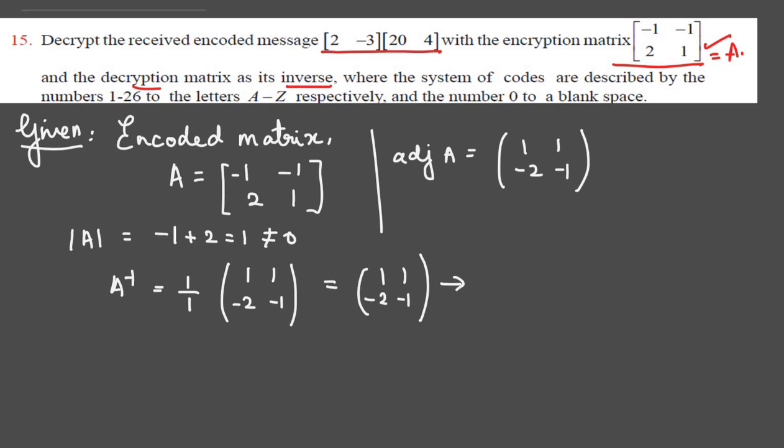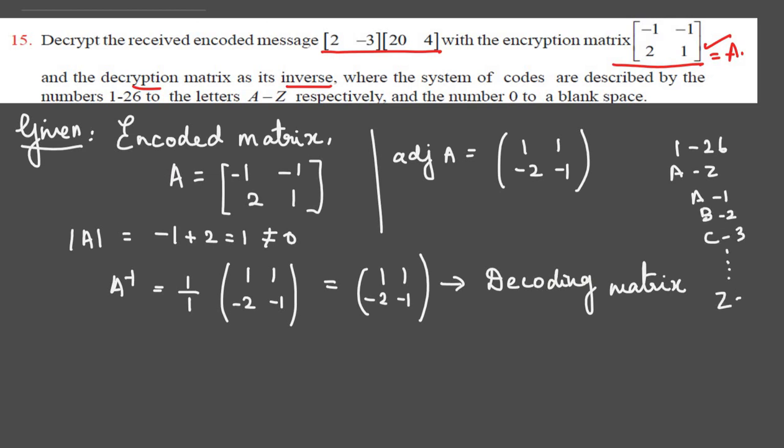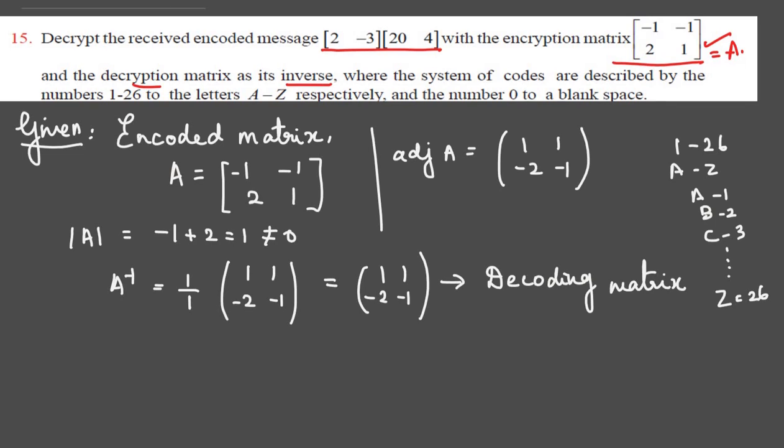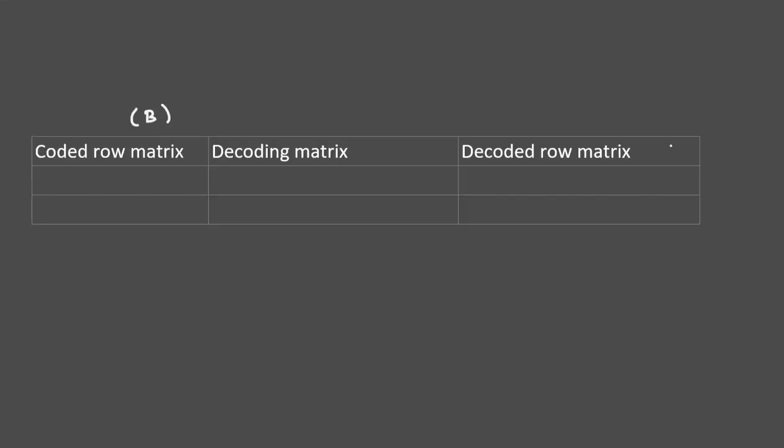This matrix is called the decoding matrix. The inverse matrix is the decoding matrix. Now we are asked to find the code here. The numbers from 1 to 26 stand for the letters A to Z. A is equal to 1, B is equal to 2, C is equal to 3, and so on up to Z, which is equal to 26. So we form a table here, as given in the question. The decoded matrix will be taken as A inverse, and the decoded matrix from which we are going to find the code will be taken as B into A inverse.